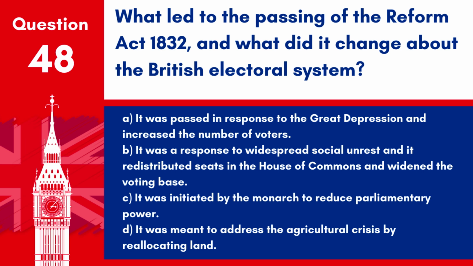Question 48. What led to the passing of the Reform Act 1832, and what did it change about the British electoral system? A. It was passed in response to the Great Depression and increased the number of voters. B. It was a response to widespread social unrest, and it redistributed seats in the House of Commons and widened the voting base. C. It was initiated by the monarch to reduce parliamentary power. D. It was meant to address the agricultural crisis by reallocating land.